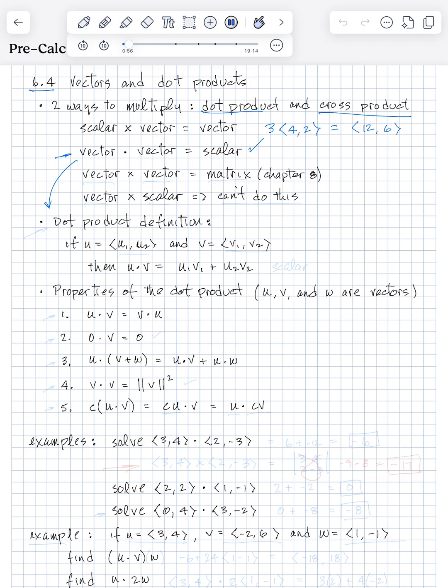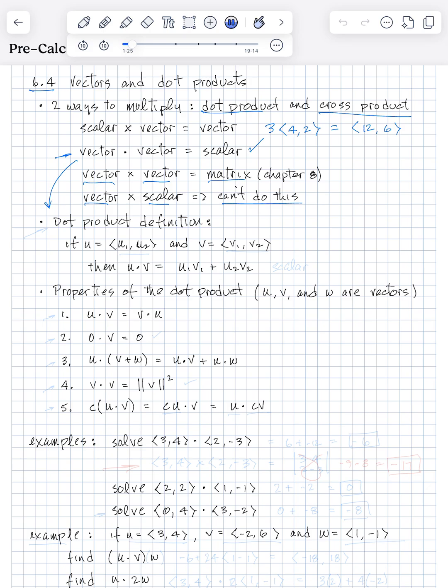We also have a vector cross a vector. That gives us a matrix. We're going to do that in chapter 8. And if you tried to cross a vector with a scalar, instead of a scalar cross a vector, you can't do that. That's just a no-no.